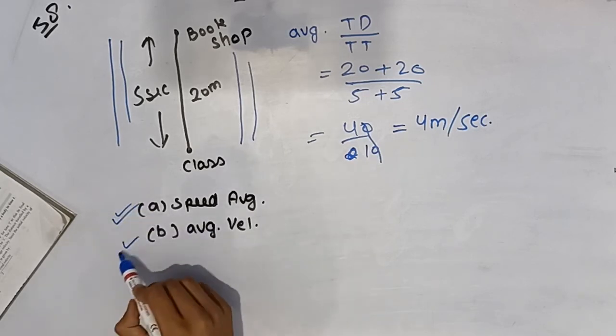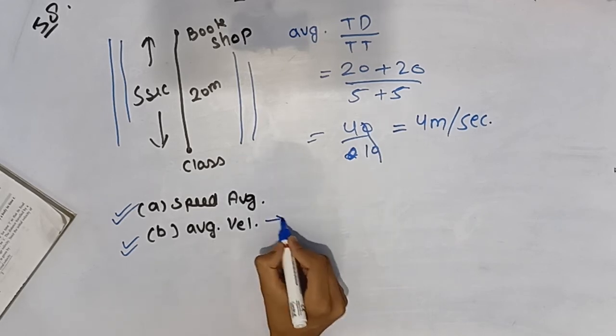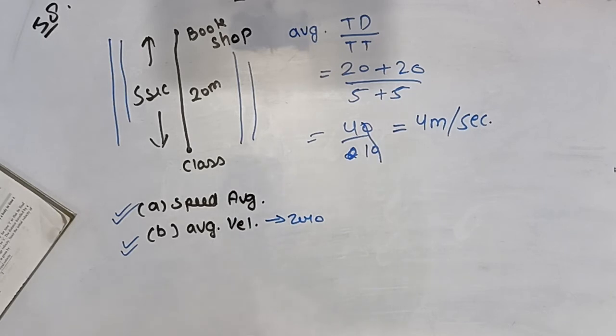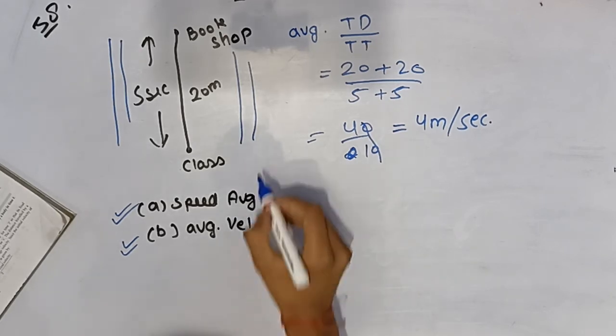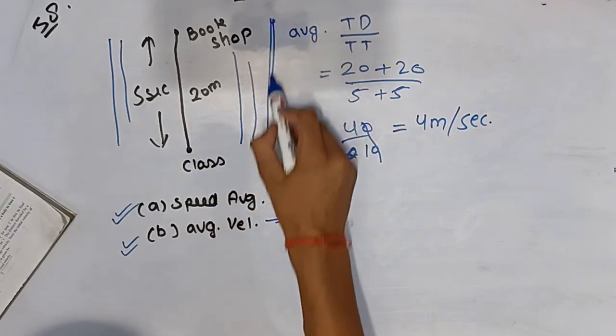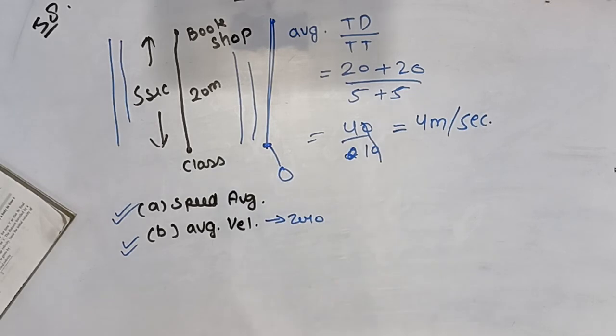Now let's see the B part, average velocity. What will be the average velocity? Average velocity will be 0 because the displacement will be 0. Why will displacement be 0? Because the boy started from here, went there, and again came back to its initial position, so the displacement will be 0. So the answer of our 58 B part will be 0. So this was the answer of our question number 58.